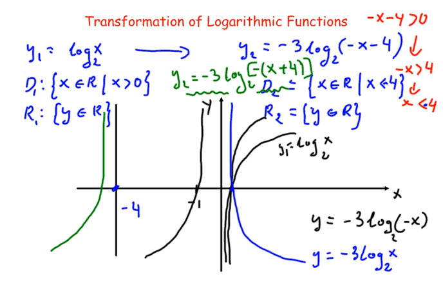Now the entire graph, the green curve, was shifted 4 units to the left. Every point on the graph is shifted 4 units to the left. The vertical asymptote also goes from 0 all the way 4 units to the left. The x-intercept at negative 1 is shifted 4 units to the left. So that will be negative 5.